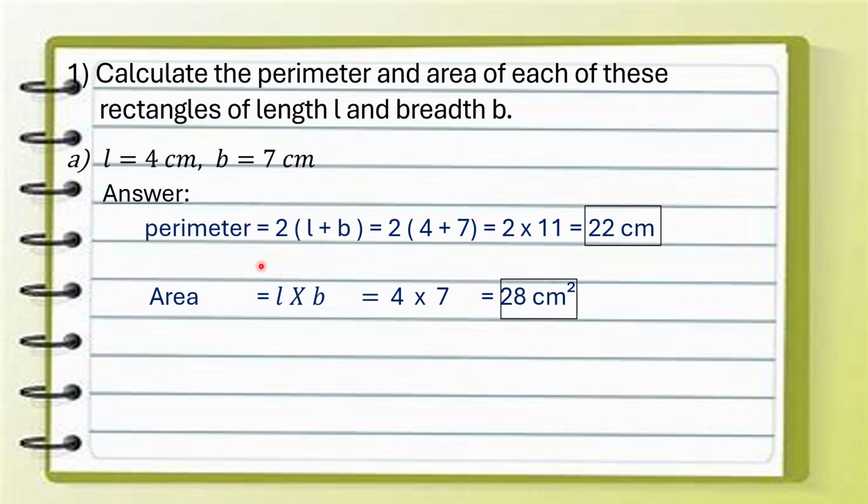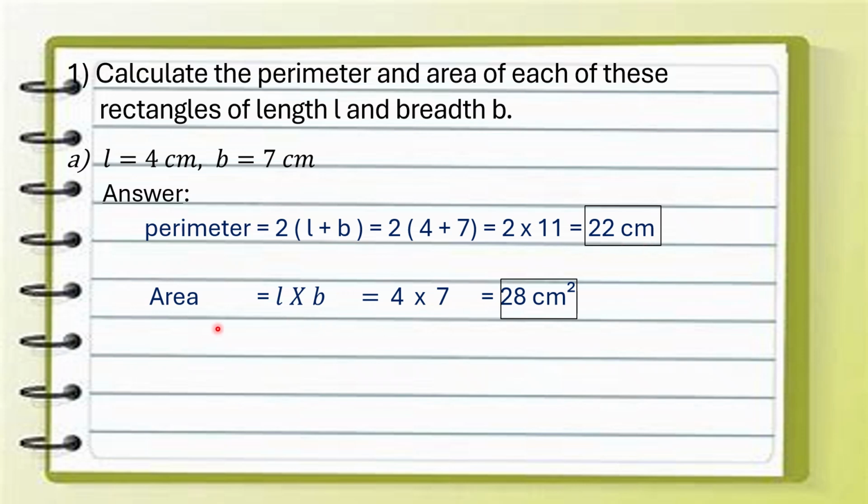Okay, perimeter formula. Perimeter of a rectangle formula is what? 2 of L plus B. So which is equals to, just substitute the value of L and B. So equals to 2 of, what is our L? That is 4. What is our B? That is 7. So 2 of 4 plus 7. Now 4 plus 7 is 11. So 2 into 11 is 22 centimeter.